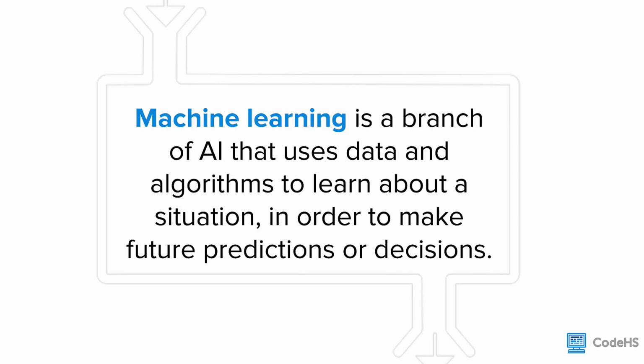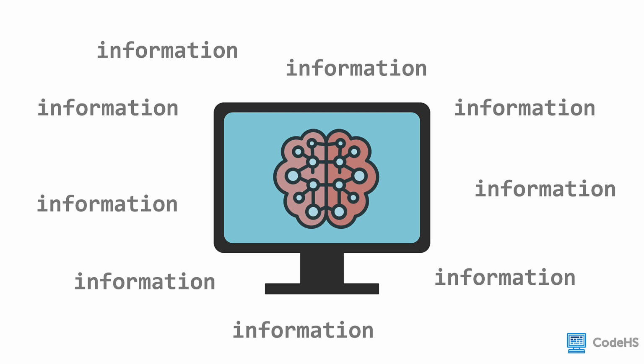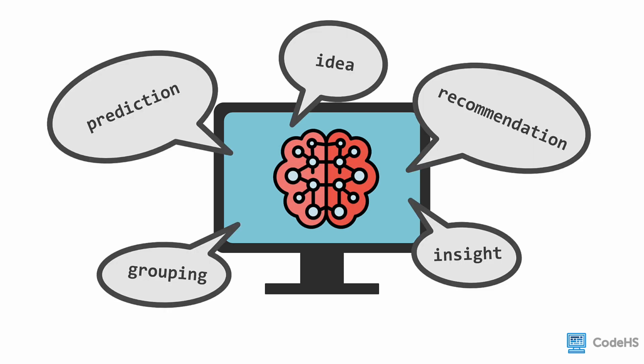Machine learning is a branch of AI that uses data and algorithms to learn about a situation in order to make future predictions or decisions. Imagine here we have a blank slate in a computing system. We have provided it information, and through a variety of techniques and algorithms, this computer learns from it and develops an AI brain. Once this AI brain is established, it can then do things. It can output informed predictions, ideas, recommendations, insights, and groupings.